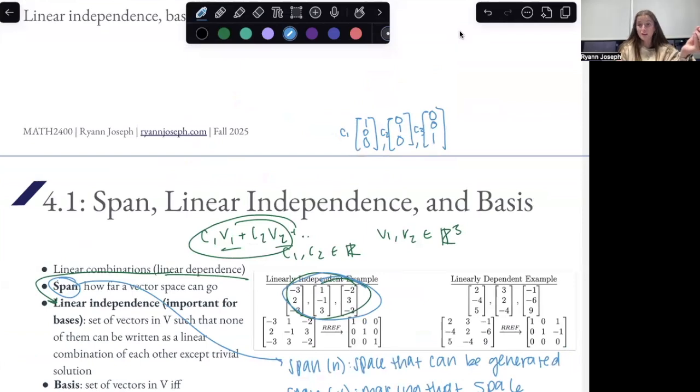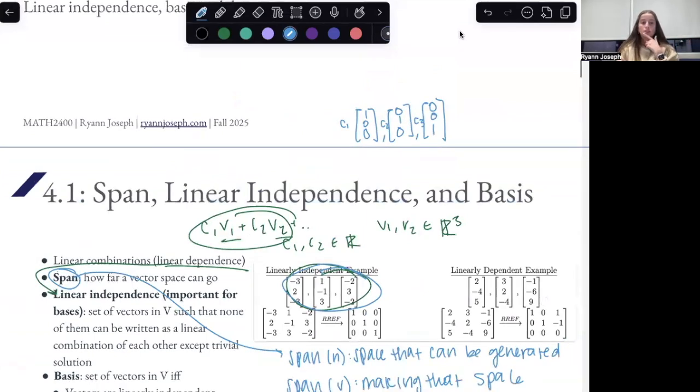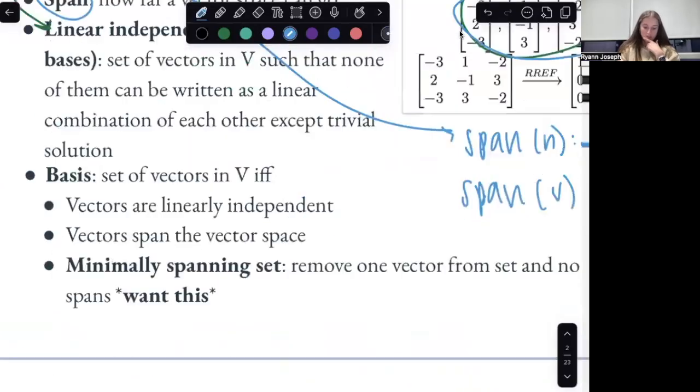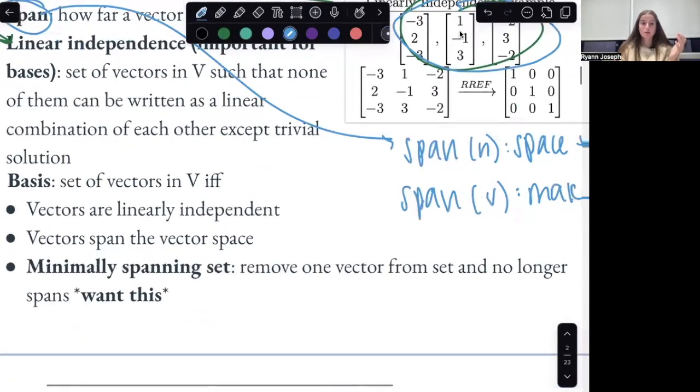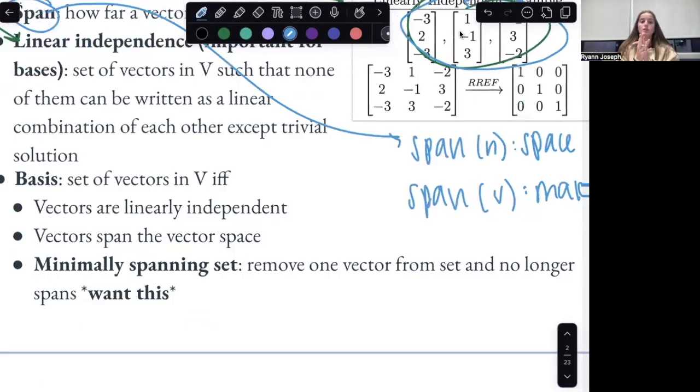And the span of these vectors is R3. So it can be used as a verb or a noun. Then we get to the idea of basis. So a basis, very big idea. We'll talk about it a lot. So a basis is a set of vectors, polynomials, matrices. You get the gist. When we say vectors, we don't just mean literal column vectors.